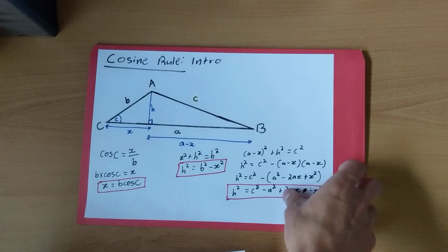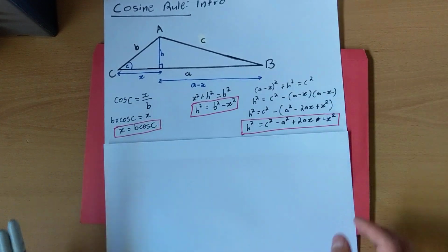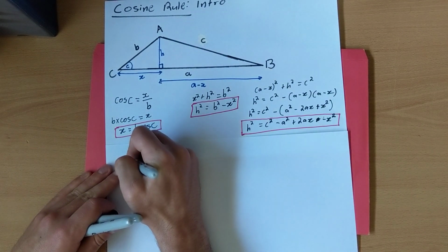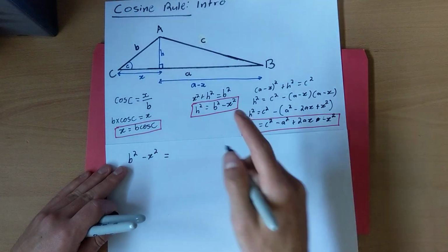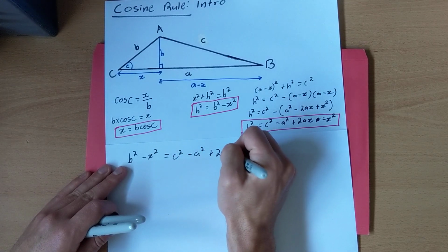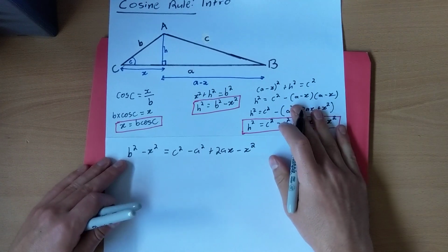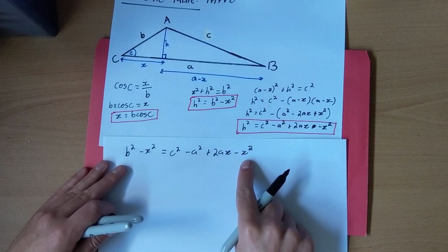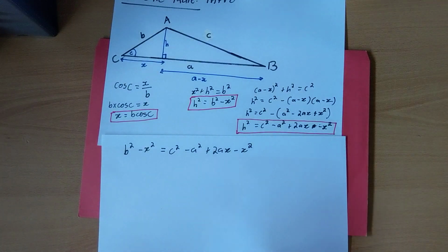We're going to do the same thing here. So I'm just going to write that on a new piece of paper. So our result is that b squared take x squared equals this whole thing: c squared take a squared plus 2ax take x squared. Now you can see that we have a take x squared, a negative x squared, on both sides of the equation there. So we can get rid of those. Those are going to cancel with each other.